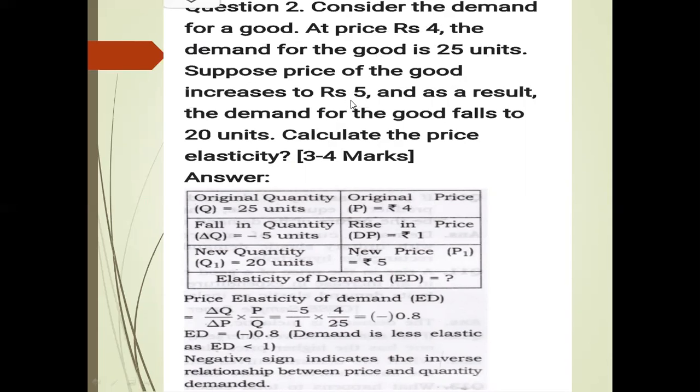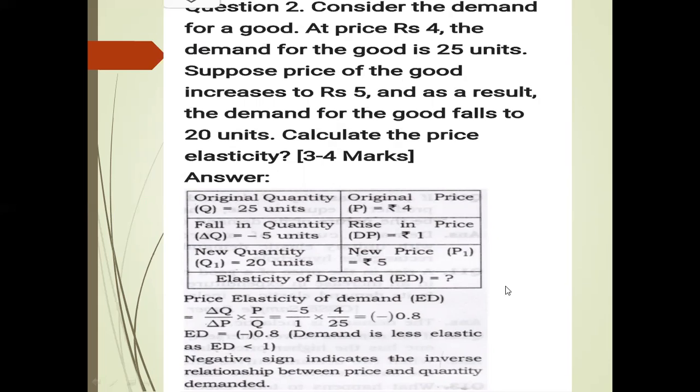Okay, 5 minus 4 you will do. How do you calculate the change? Q2 minus Q1. So 5 minus 4 will be 1. The price is increased by 1 and demand falls by 5 units. Okay, so how will you calculate it?